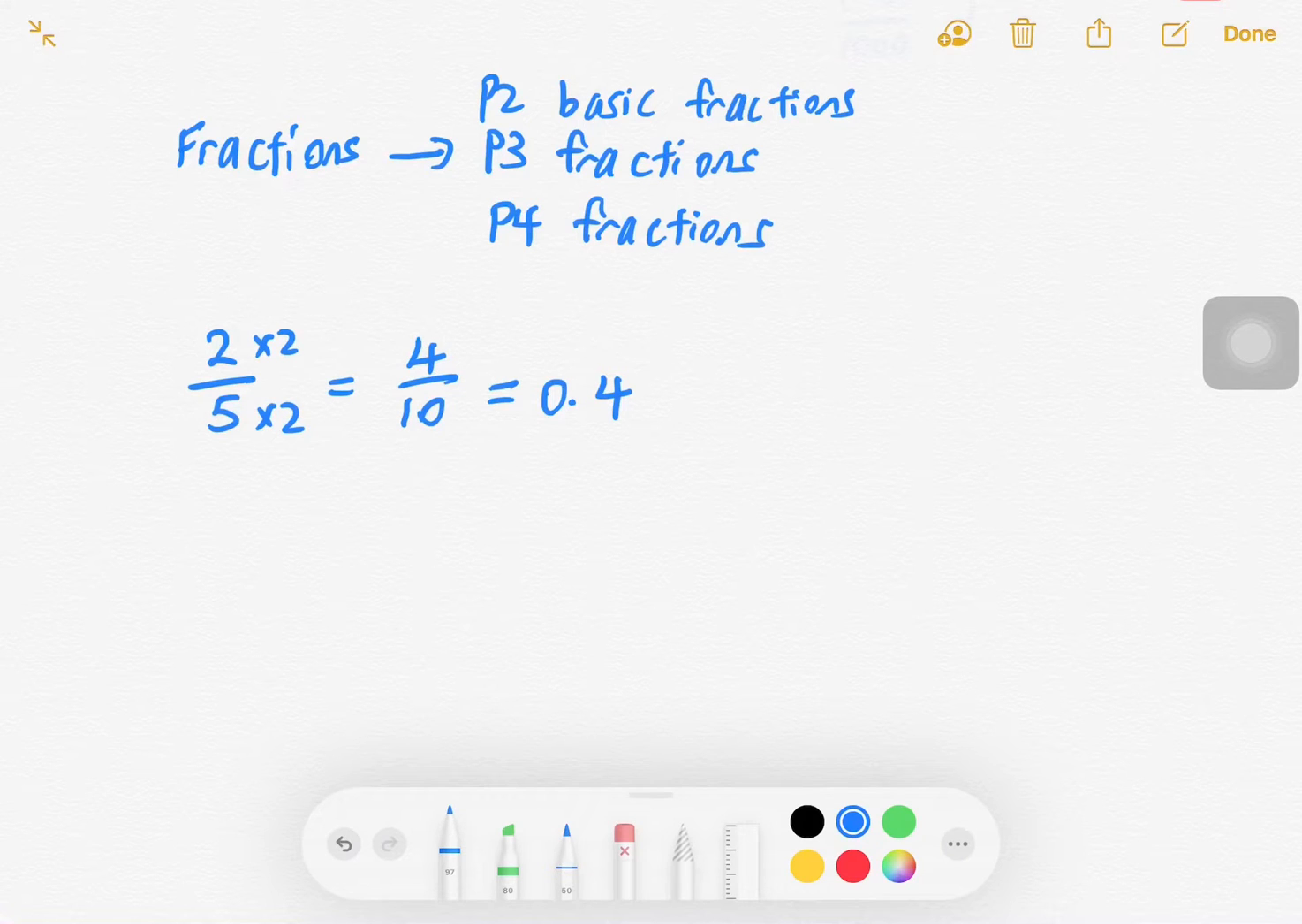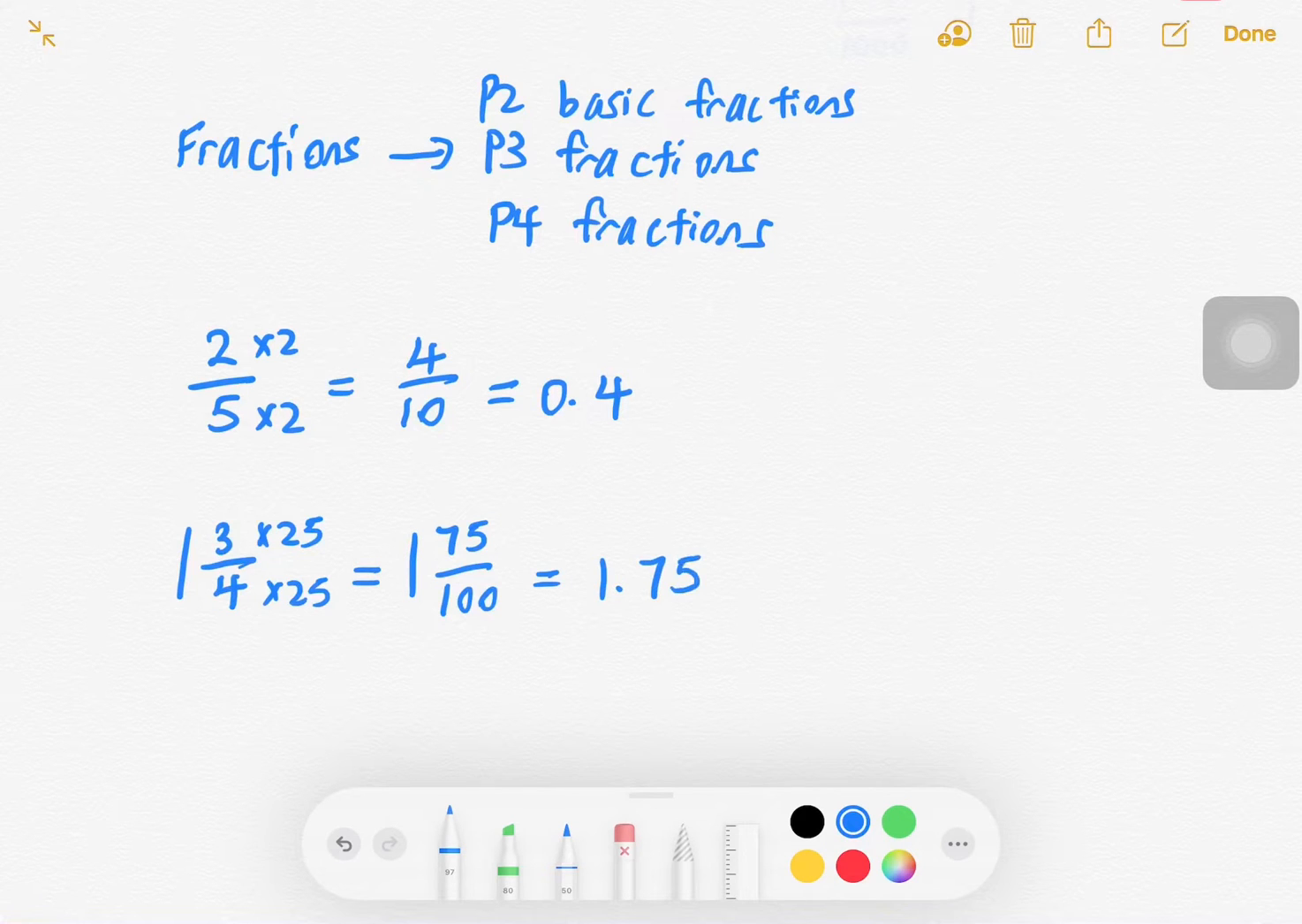Okay, what happens if I have a mixed number? Let's say I have one whole, 3 out of 4. If you know your special numbers, for 4, I will multiply by 25 to get 100. So I will leave the whole number there. I'll get 1 whole, 25 times 3 is 75 out of 100, and my decimal will be 1.75.